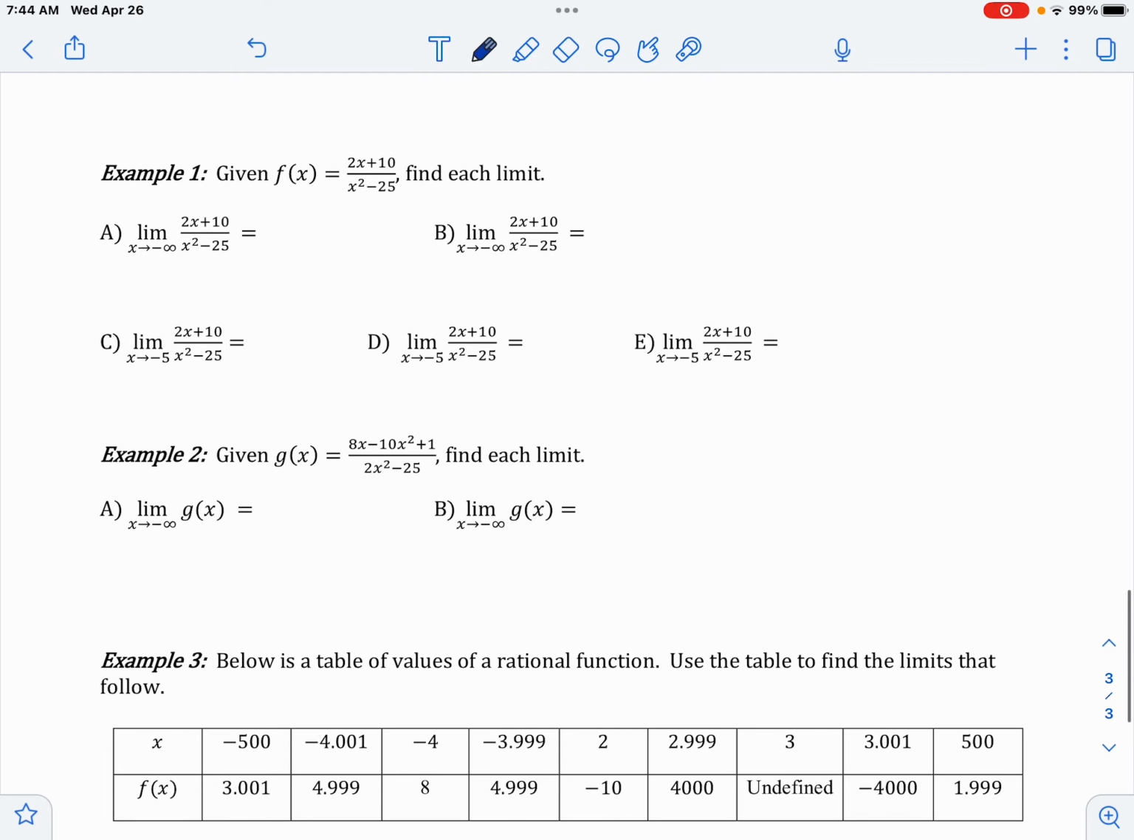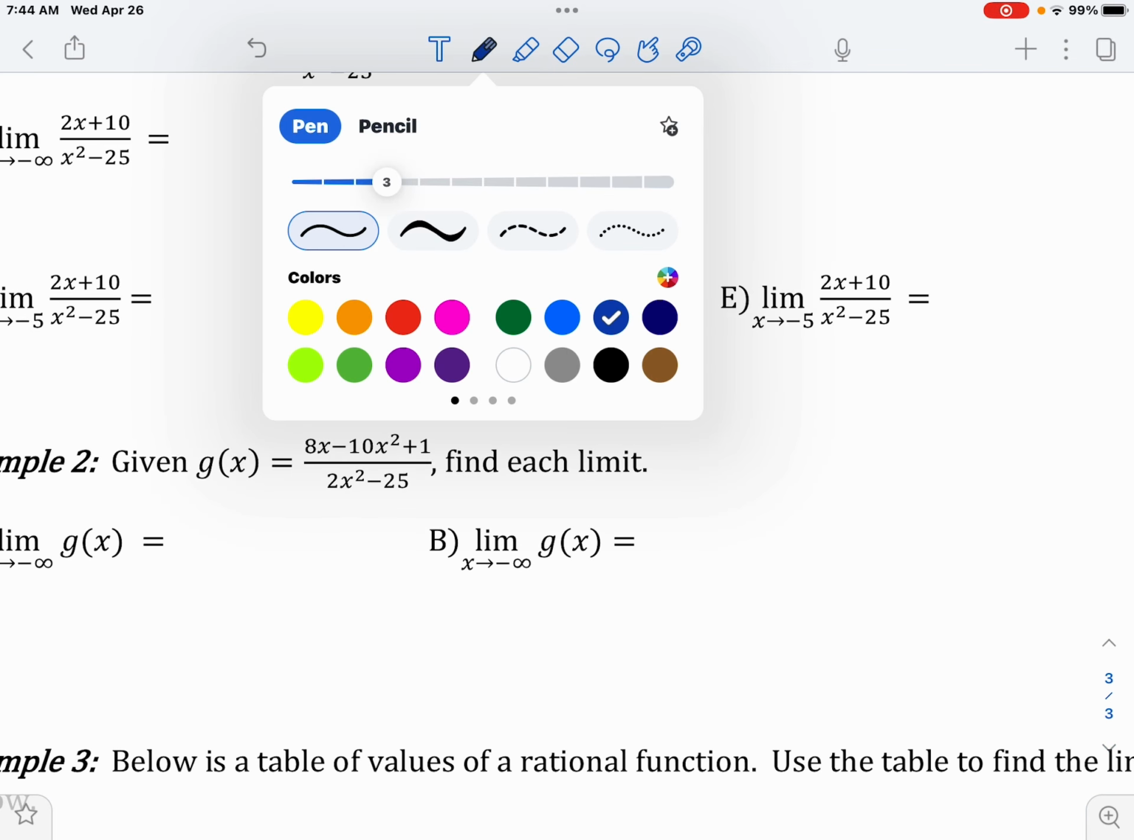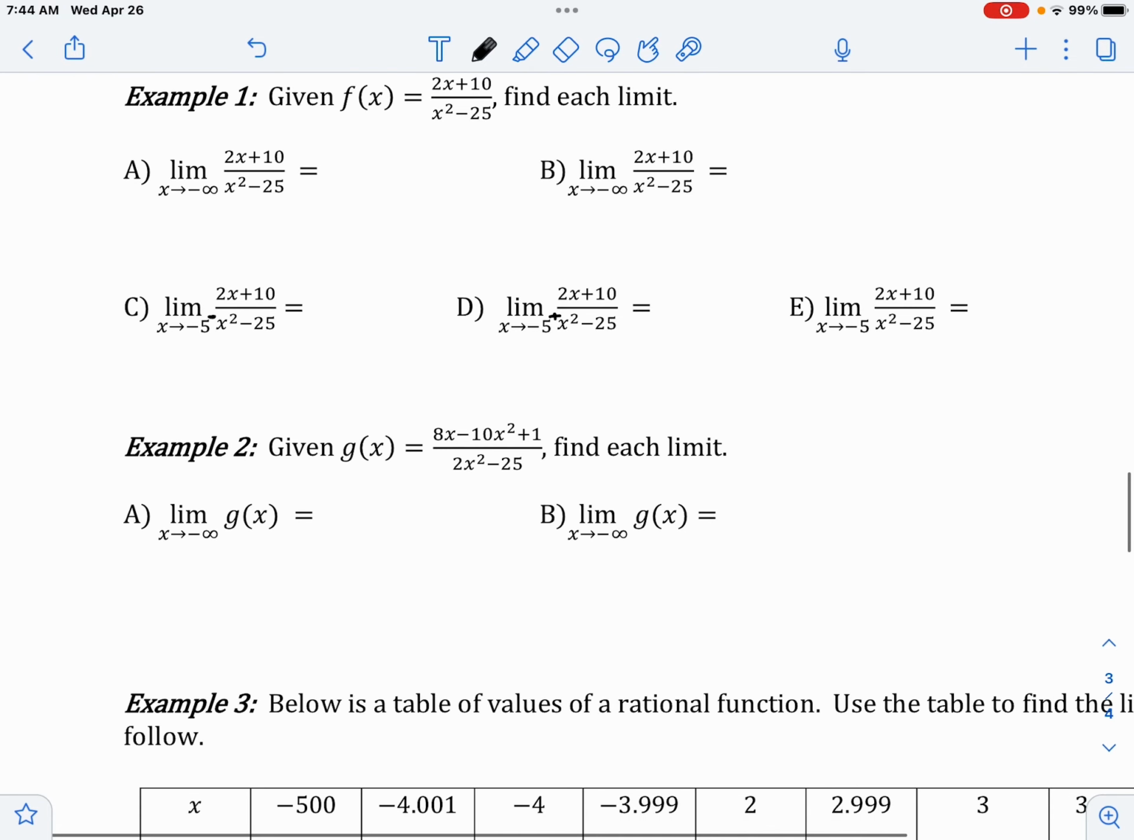Okay, so now there is a typo here. I forgot to save the new document. So this is supposed to be -5 from the left and from the right. Okay, I forgot to upload the fixed doc.